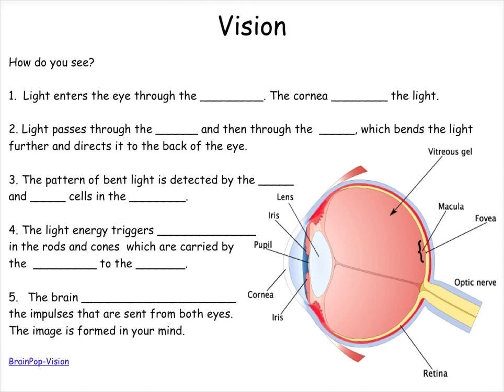Okay, so in order for you to see an object, first, your eye must gather wavelengths of light that are bouncing off of that object. These light waves enter the eye through a clear, curved structure at the front of the eye called the cornea.